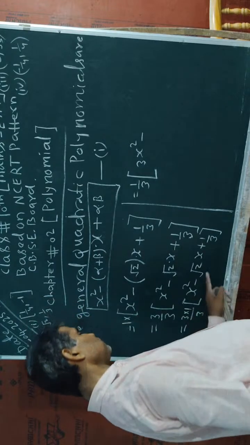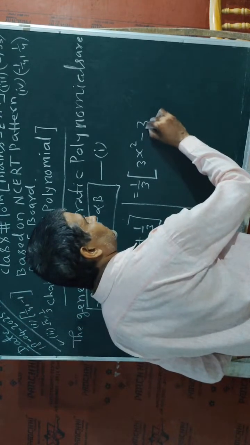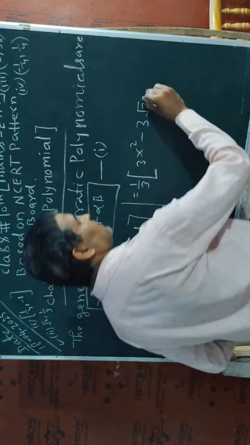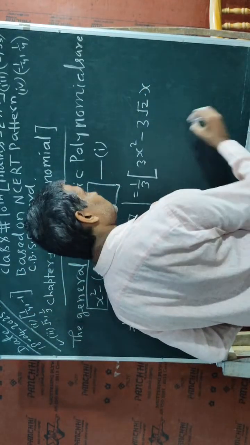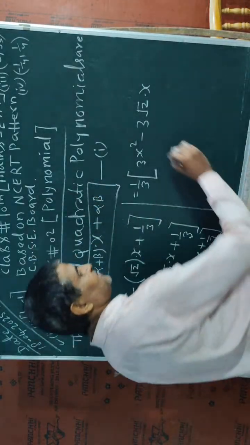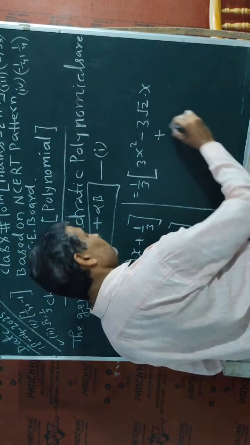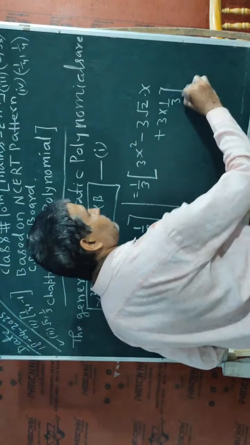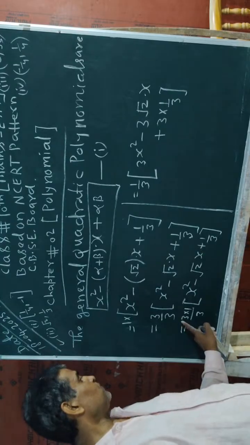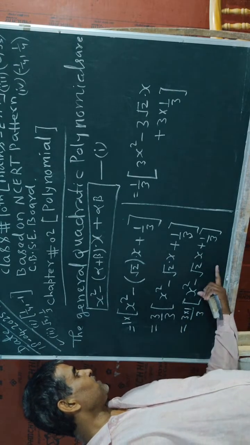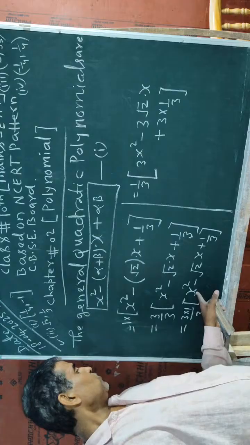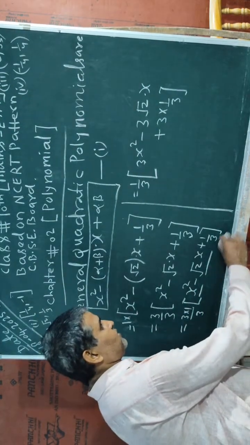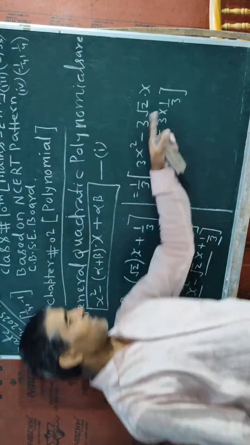Now 3 into root 2, and then x is also available here, so I will say into x, and then here the plus sign is available, I will put here plus 3 into 1 by 3. Okay student, because this 3 is multiplied with each term of this quadratic equation, that is with this term, and also with this term, and also with this term.